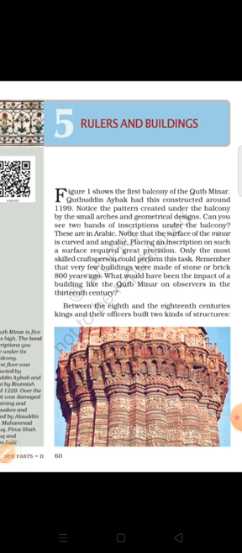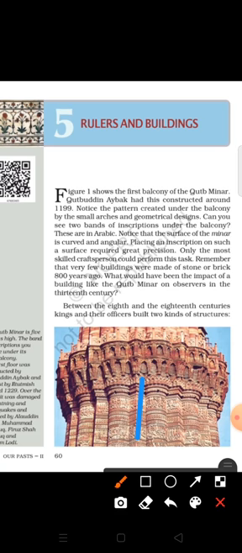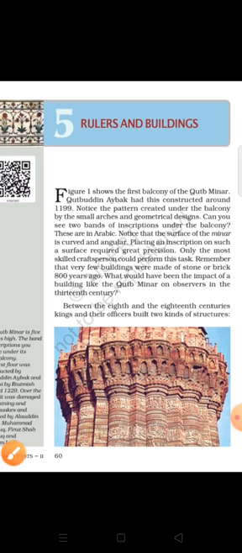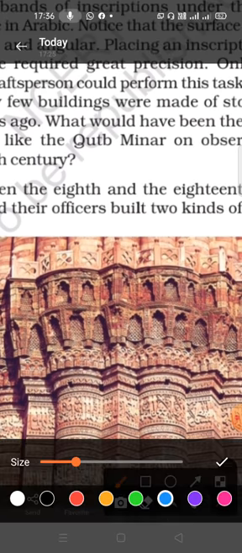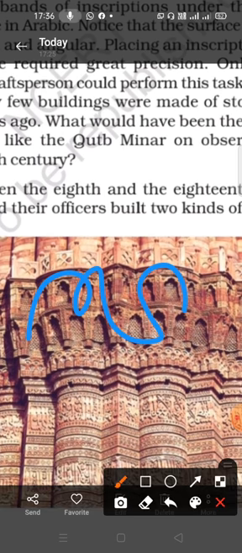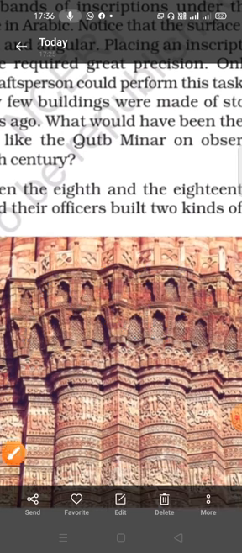Can you see two bands of inscriptions under the balcony? These are in Arabic. The language you can see is called Arabic. So this one is writing in Arabic, a very famous language at that time. The Quran is also written in Arabic.